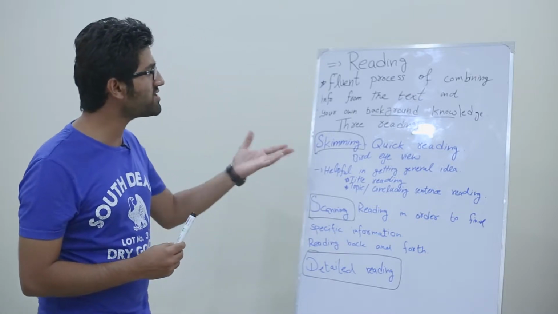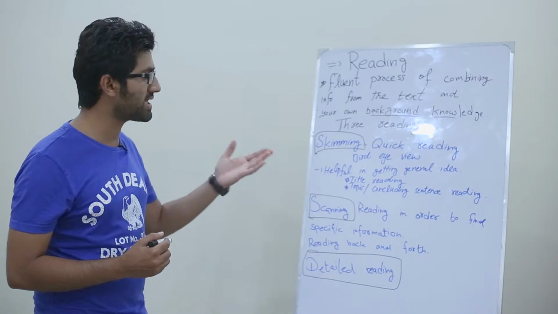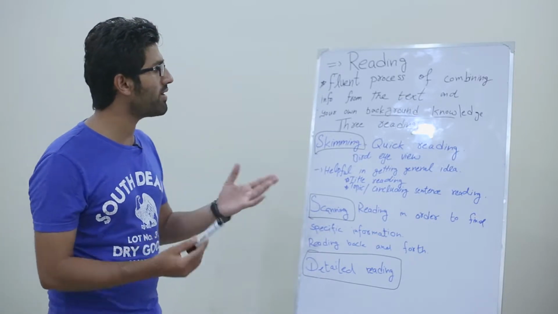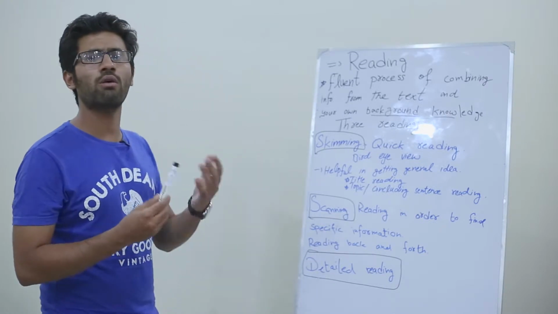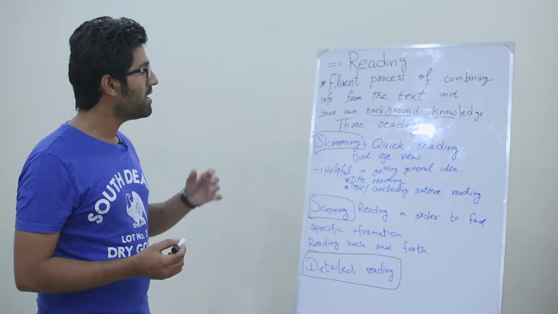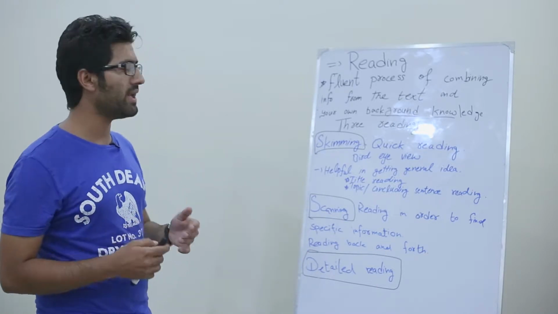So first of all, the first reading we do while reading any piece of writing is skimming. Skimming is quick reading, a bird's eye view. You read quickly and you just get the overall idea of the text. What is helpful in getting the general idea? It gives you the general idea of the text.